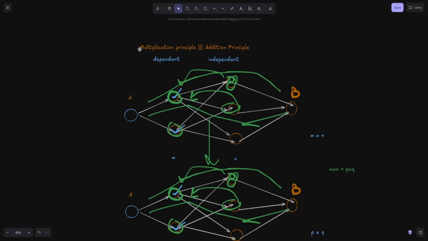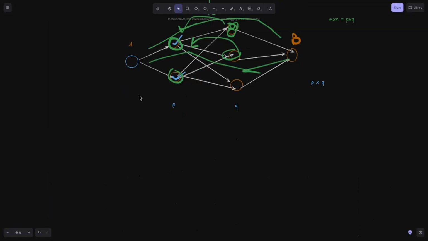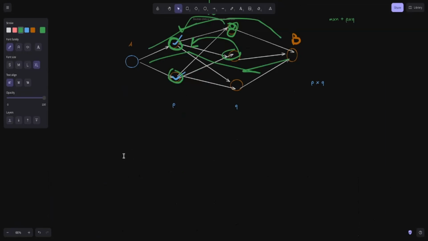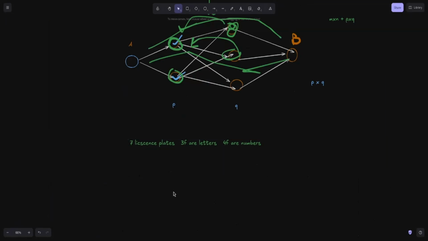Now the next thing, let's do one sum. That would be better, I guess. So let's say I give you this sum. There are seven license plates. Excuse my spelling. Okay, so it is given that the first three are letters and the last four are numbers. Simple. So tell me how many ways can we arrange it.